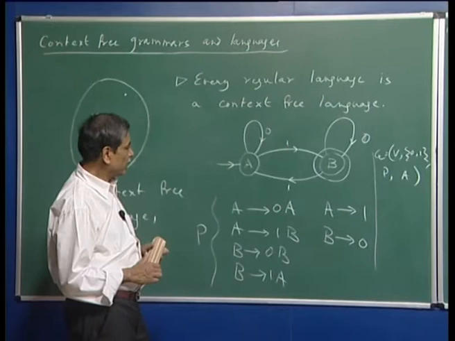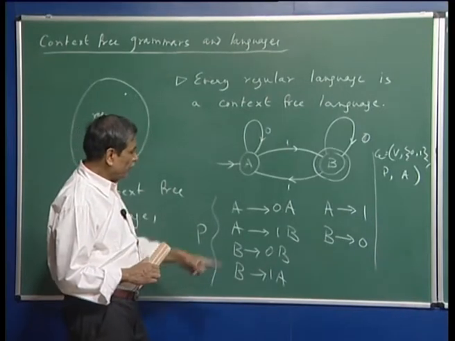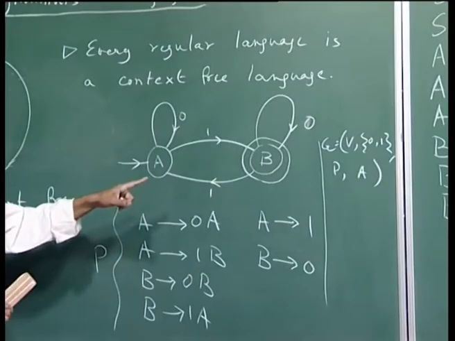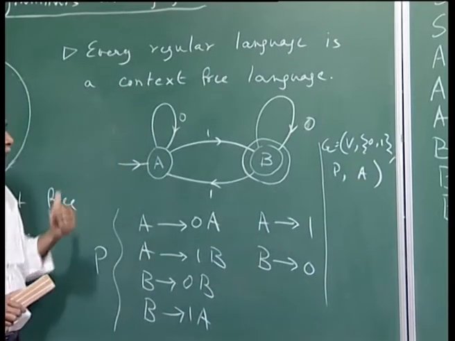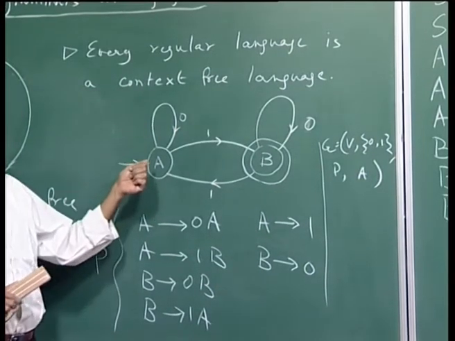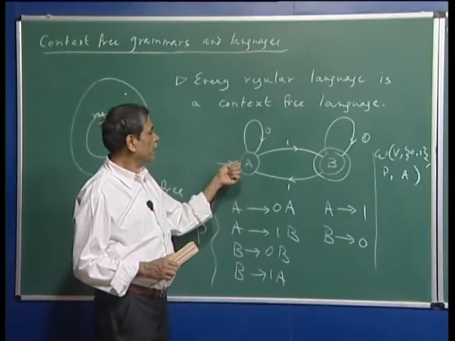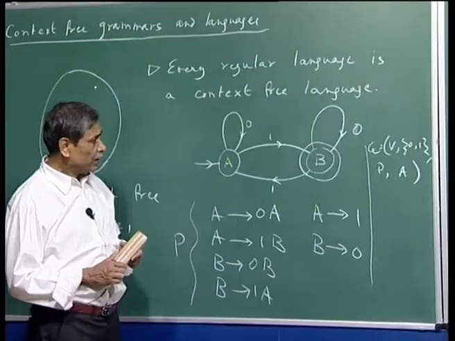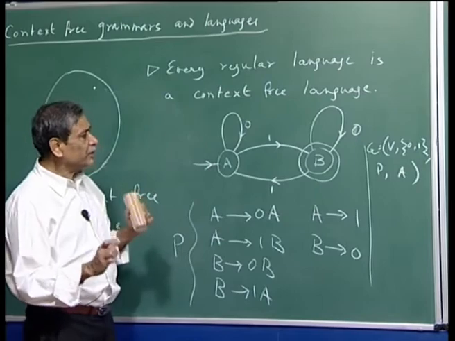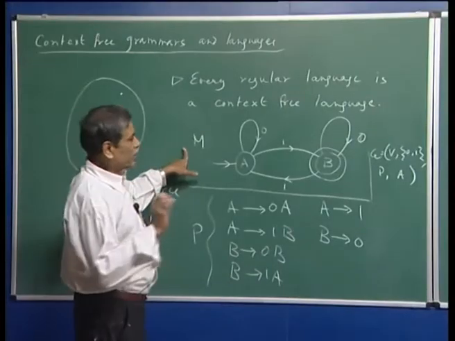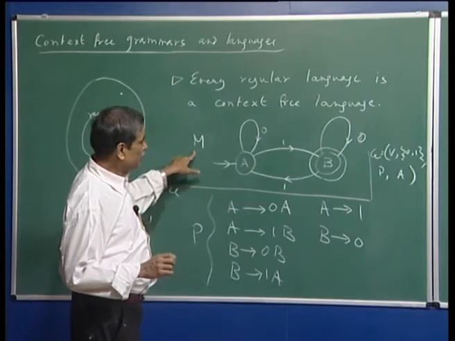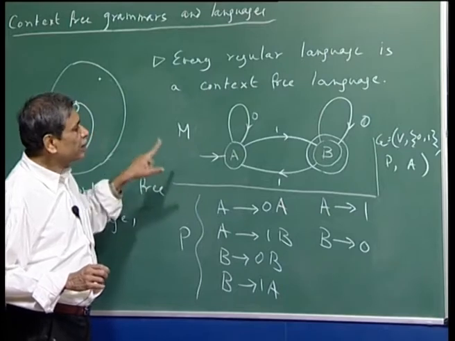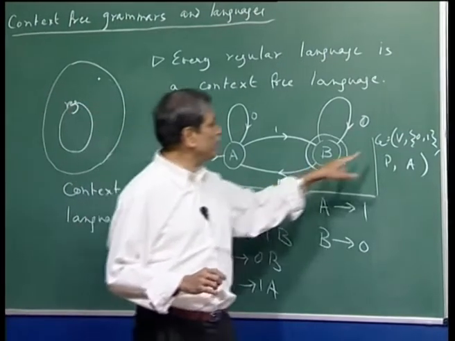Now notice this. In this example, how can I claim that the language corresponding to that grammar is actually the set of all strings which are accepted by this finite state automaton? The idea for that is not difficult. What is our problem? We would like to show that the language which is accepted by this DFA is equal to the language generated by this context-free grammar.